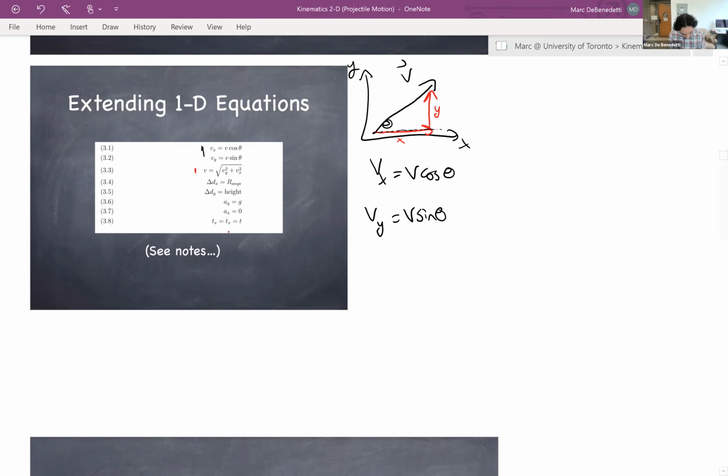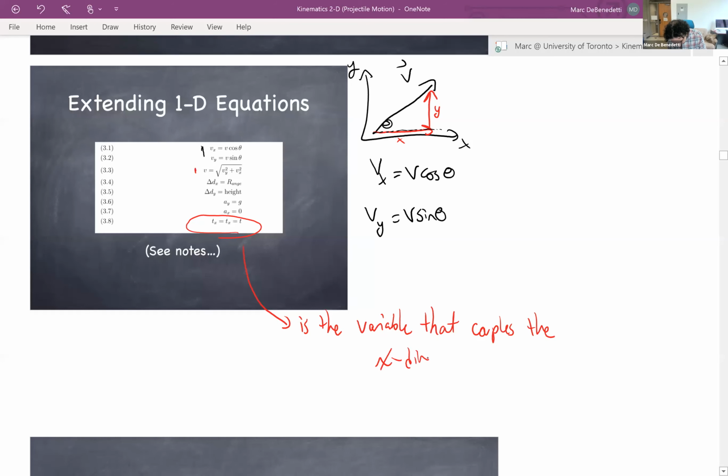And the last thing I want to mention before I let you go is time. The time it takes in the x direction is going to be the same as the time for the y direction. And I'm noticing here as I'm looking at this, I have a typo on the slide. It says tx equals t. I meant it to say tx equals ty equals t. So time is the variable that couples the x direction and y direction.